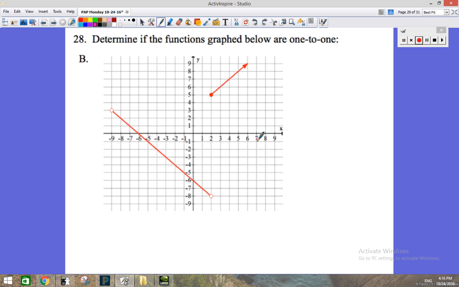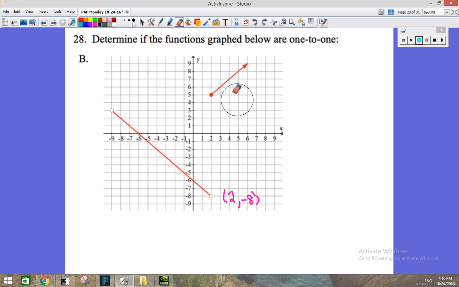Now for the next graph, it passes a vertical line test. Even right here, it passes a vertical line that goes through here, because the solid point means that 2 is related to 5. 2 is not related to -8 because that's a hollow point. The point (2, -8) is not a point that's on my graph. So yes, this passes a vertical line test, and yes, this graph is a function.